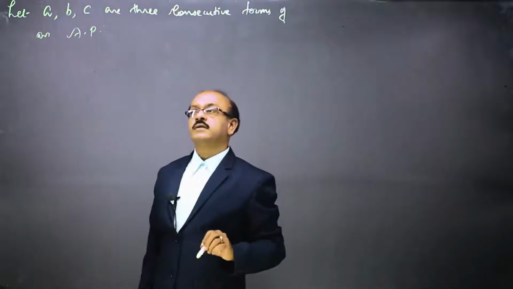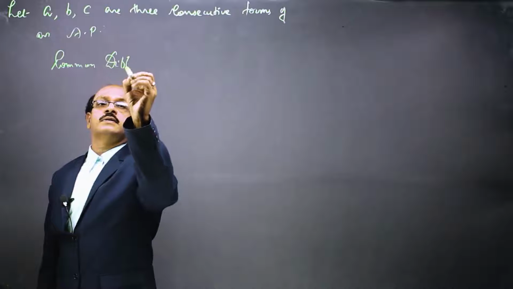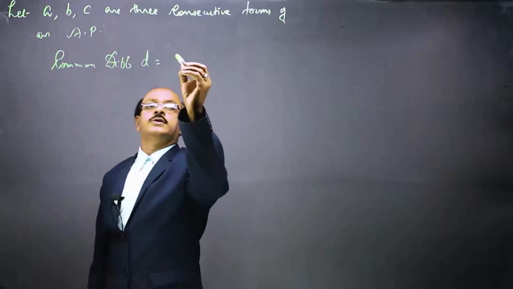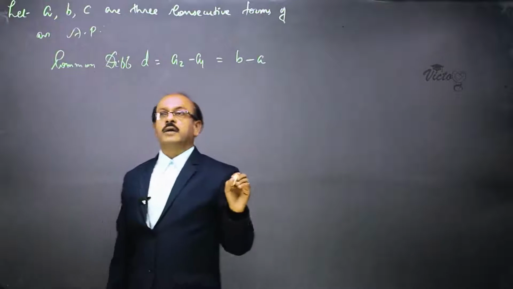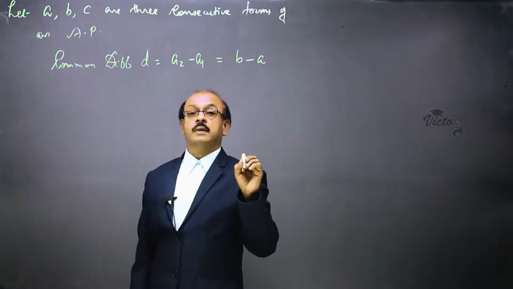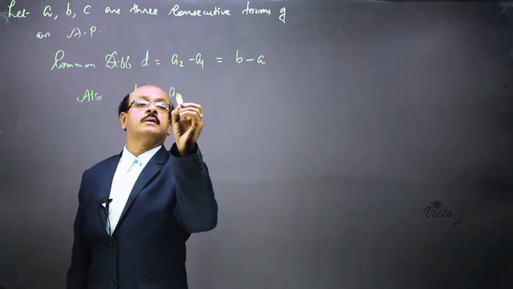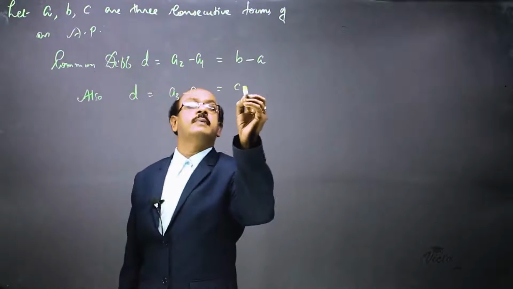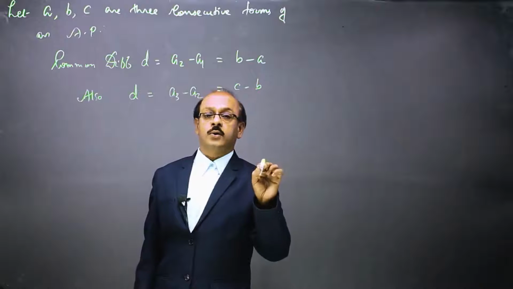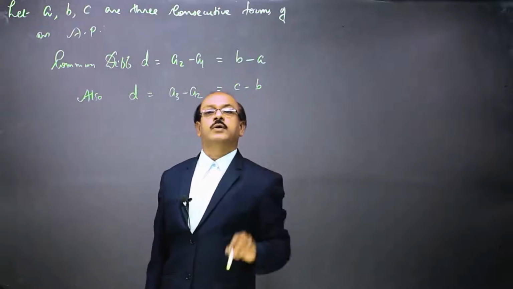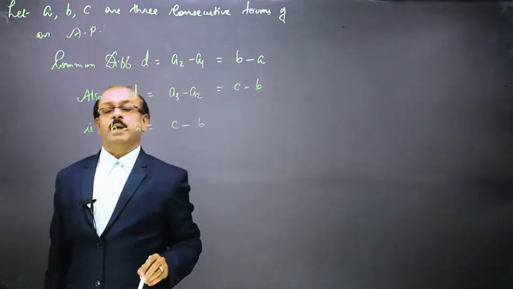Then, what is our common difference D? Common difference D is equal to A2 minus A1, which is B minus A. Again, we can find the common difference using the formula A3 minus A2. Also, D is equal to A3 minus A2, which is C minus B. Now, B minus A is the common difference and C minus B is also the common difference. So, we can equate the two values. That is, B minus A is equal to C minus B.